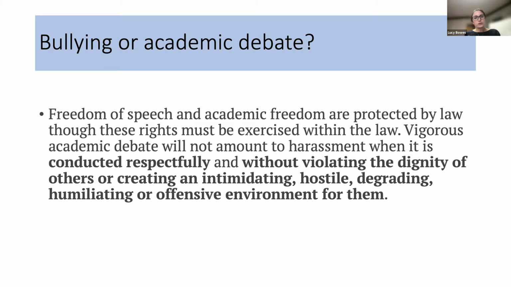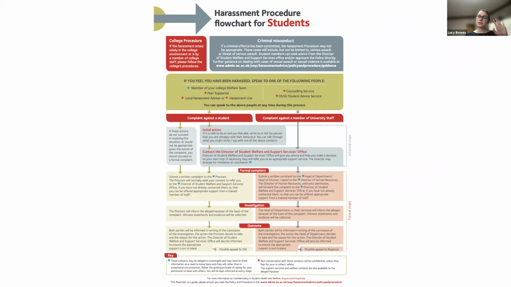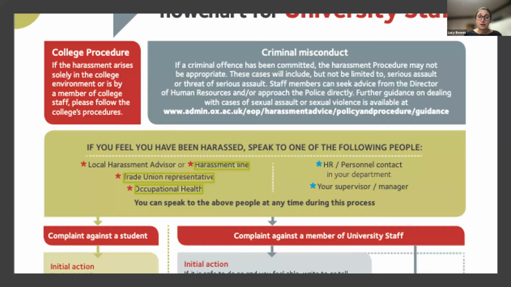Within the Oxford context, you may have noticed, if you've used the loo, that we have some harassment procedures that we put up so that people know what routes they can follow if they're experiencing different forms of harassment and bullying. For example, here we have a harassment flowchart for students. There's a separate one for staff because the routes to access support are slightly different. But both of these harassment flowcharts advise people to speak up and to speak to others, for example.